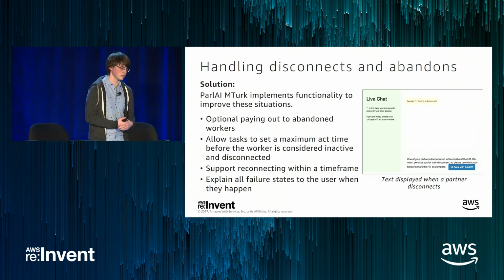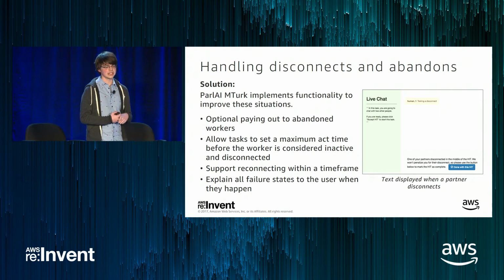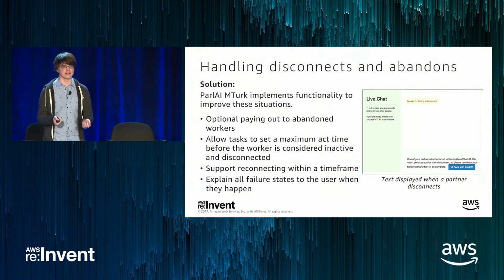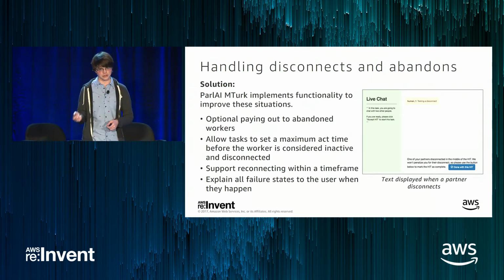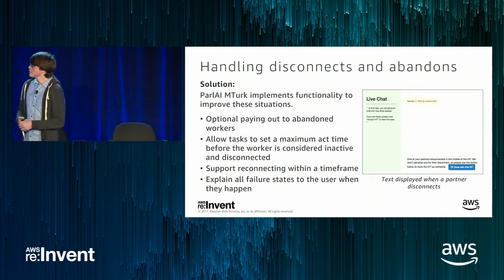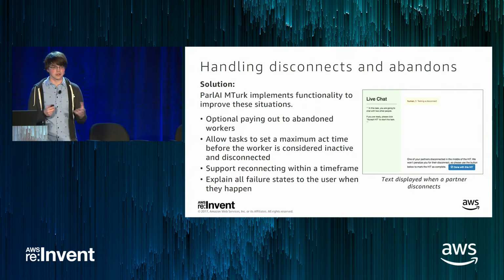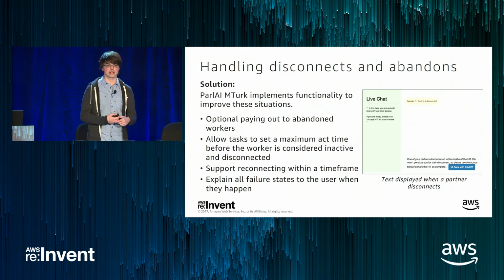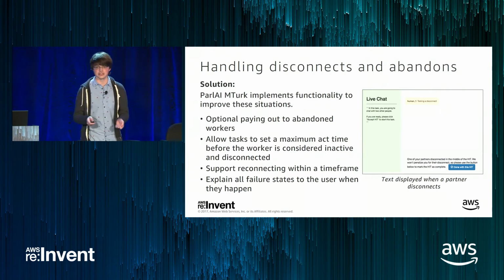We also decided to allow these tasks to set a maximum idle time before a worker is disconnected from inactivity. This means that there was no longer this situation where a worker left the browser window open but wasn't completing the conversation. After a certain amount of time, it would disconnect them, let them know that they were inactive for too long, and then pay out to the worker on the other side. In these cases, we would always let both parties know what had happened, and beforehand we would let workers know that if they were inactive for however long that period was, then they would be considered disconnected.